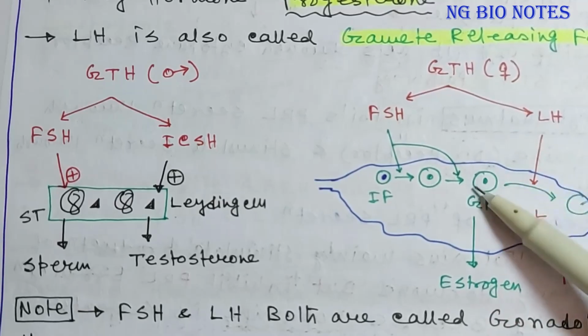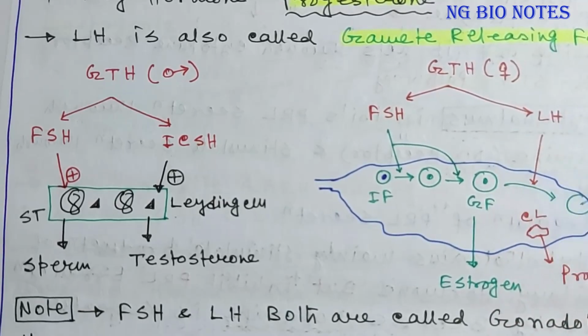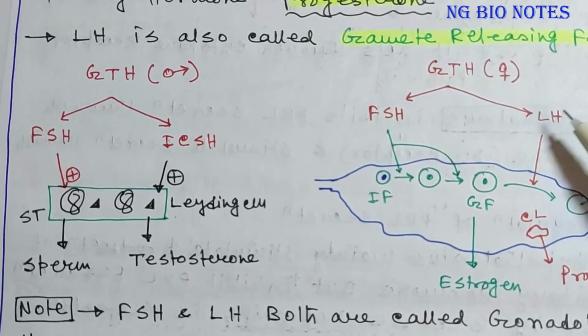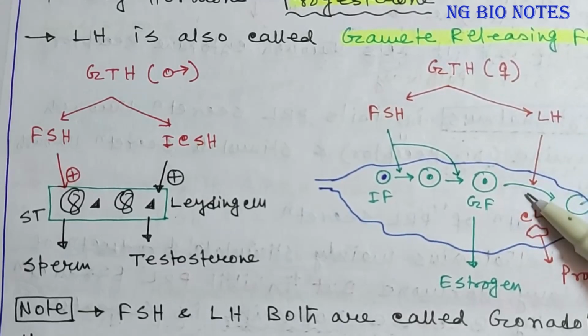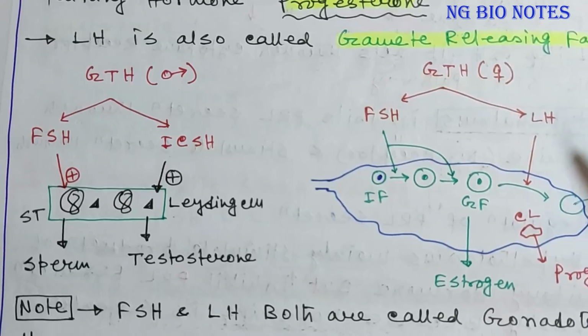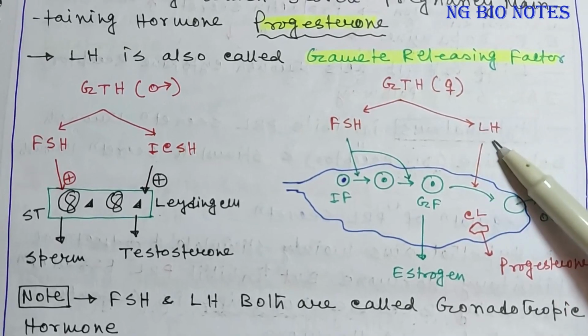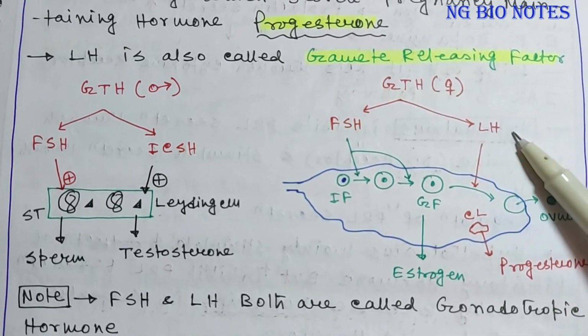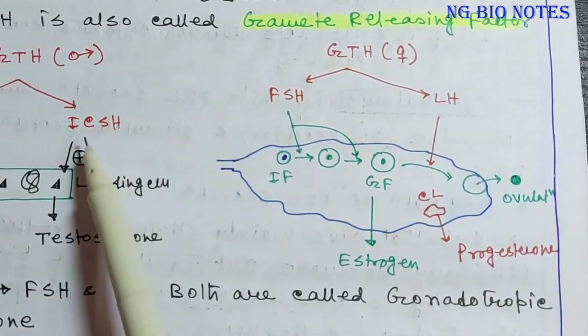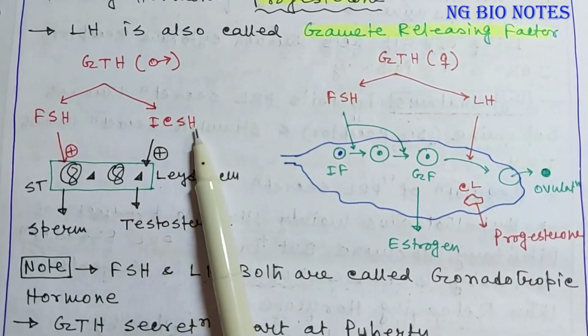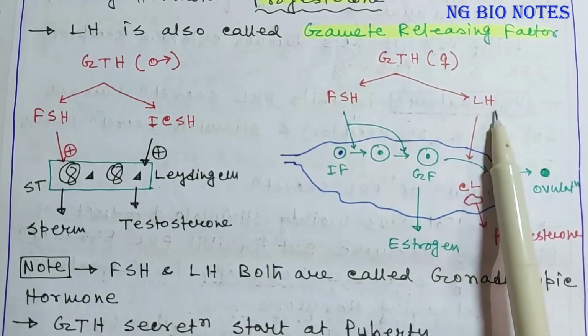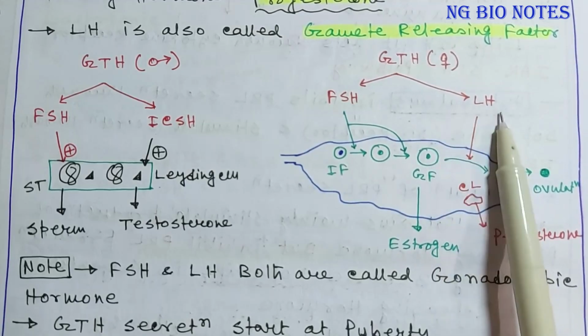And LH hormone acts on this Graafian follicle, and this causes release of the ovum from the ovary, and this process is known as ovulation. So this LH hormone is responsible for ovulation in female, and for this reason LH hormone is also known as ovulation inducing hormone. In case of male, this LH hormone is called interstitial cell stimulating hormone, but in case of female, this LH hormone is called ovulation inducing hormone.